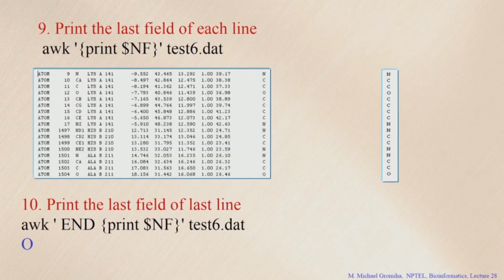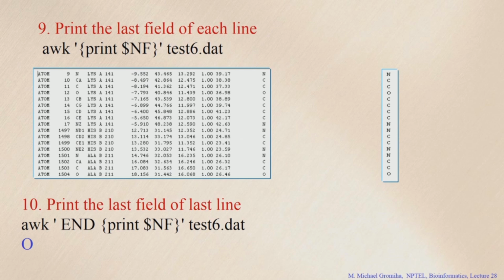Now, the next question is to print the last field of each line. We have several fields. If you know that we require the fifth field or the sixth field, you just write print dollar 5 for field 5, or field 6.